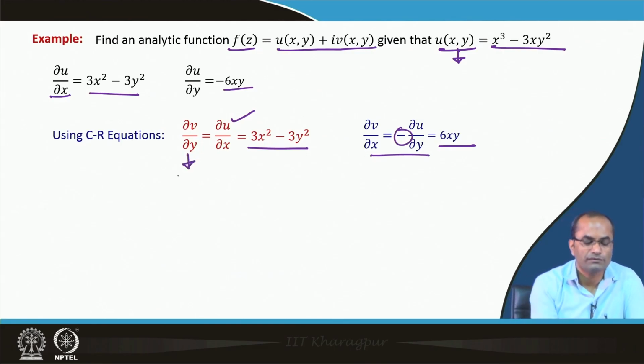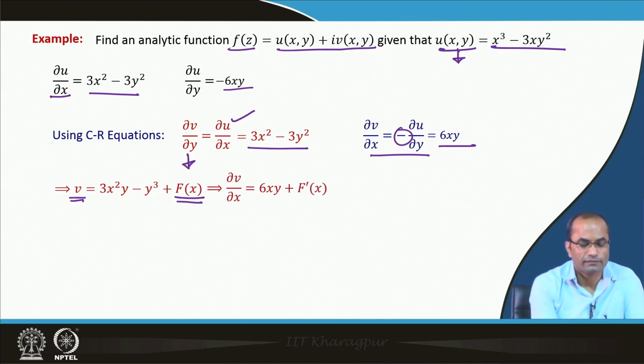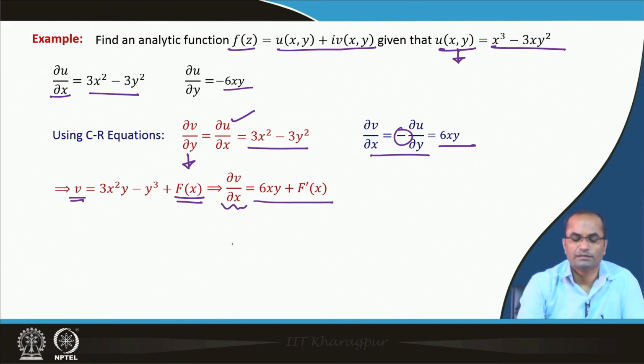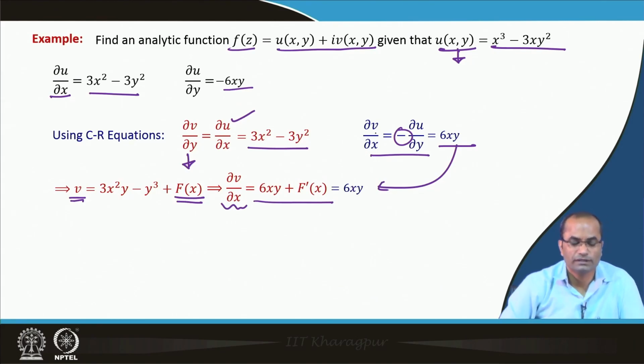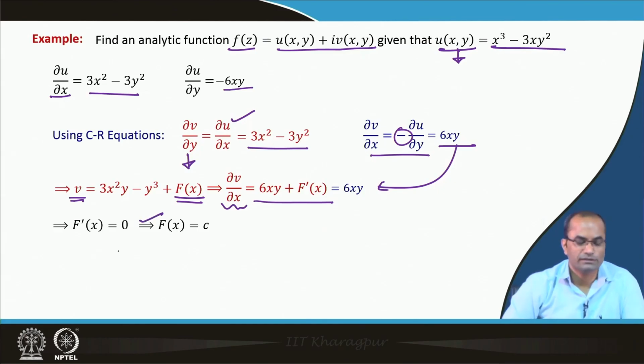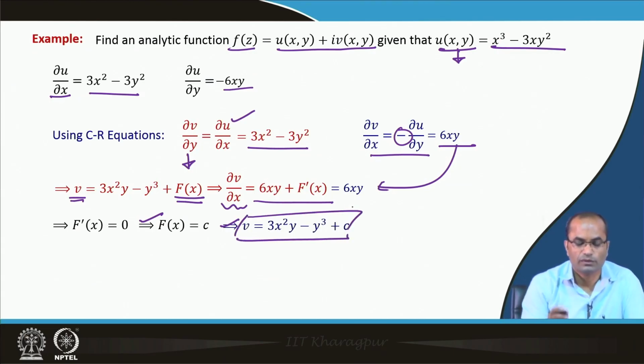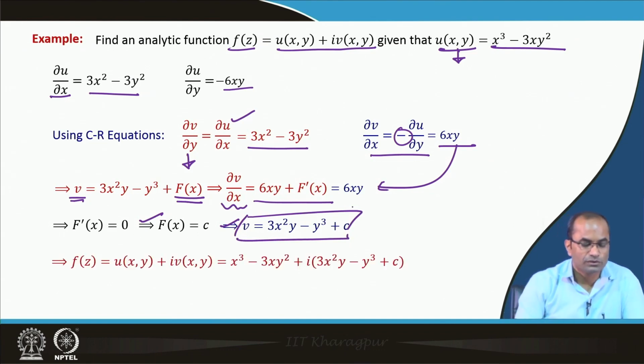The same process, this we will integrate now. The integration gives a constant of integration, which is a function here of x, and by taking the derivative with respect to x, we get 6 x y plus f prime x, and here this is equal to 6 x y, which is the given equation already, and we observe that this f prime x is 0, meaning this f x is c, the constant term. So, we got v here, 3 x square y minus y cube. So, our f z is u x y plus i v x y.